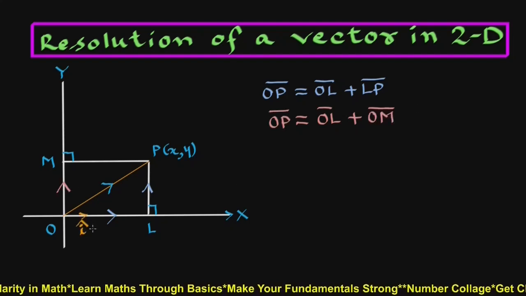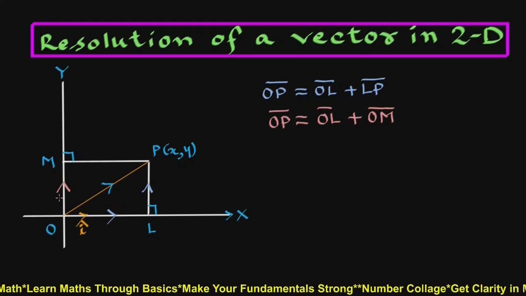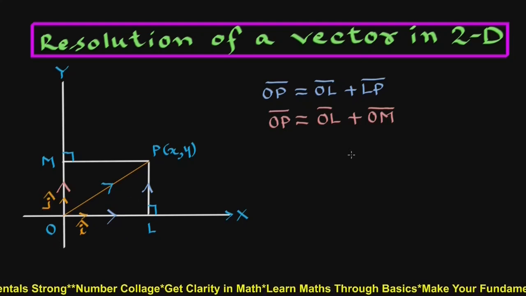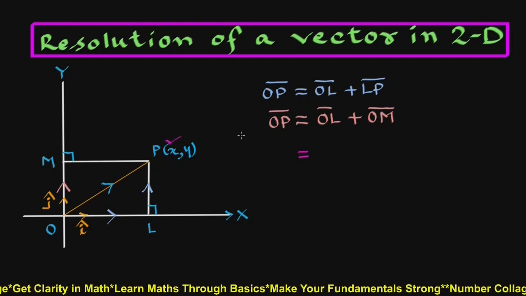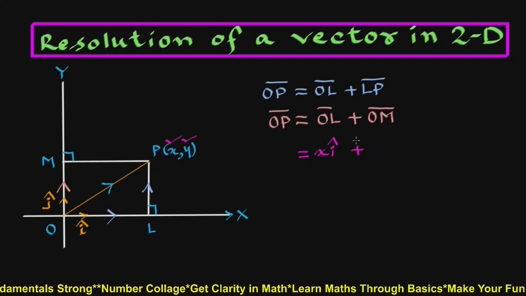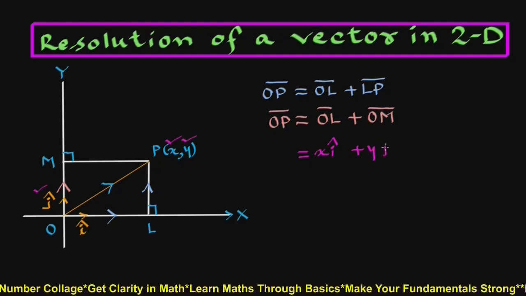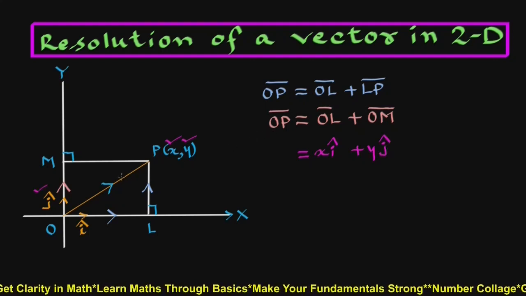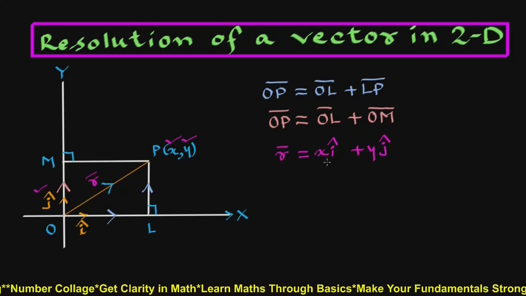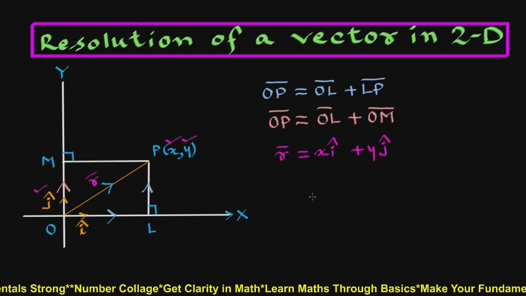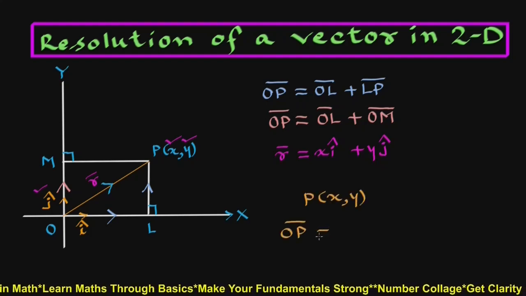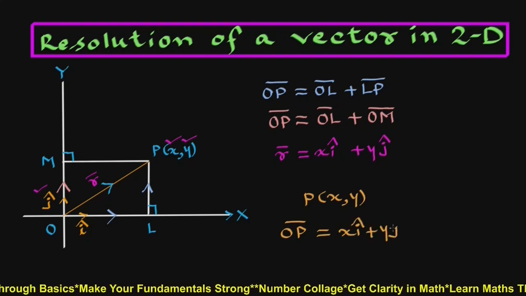Let i cap be a unit vector along x-axis and j cap be the unit vector along y-axis. So OL bar will be this x into unit vector i cap plus OM bar will be this y into unit vector j cap. And if we denote this OP bar by R bar, then R bar will be x i cap plus y j cap. For any point P(x, y), OP bar can be uniquely expressed as x i cap plus y j cap.